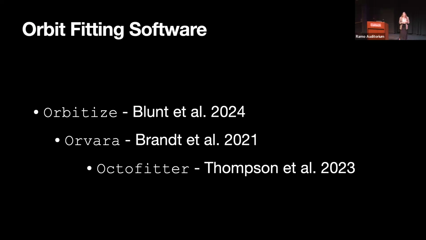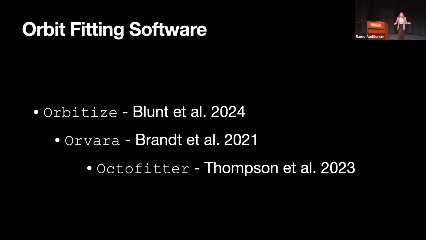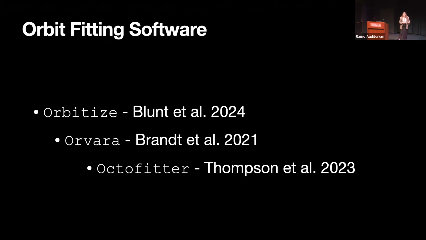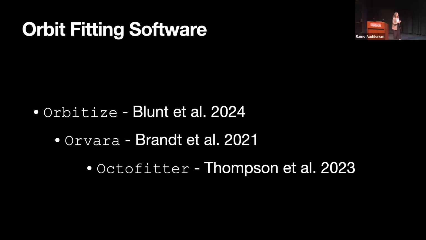Orbitize by Sarah Blunt is also really great and uses the OFTI algorithm, which is orbit fitting for the impatient. So if you're thinking, I don't have a radial velocity curve with all of the orbital period in line, you don't necessarily need that. But obviously, proceed with caution if that's the case. This is just some examples of orbit fitting software if you're interested in playing around with this approach.